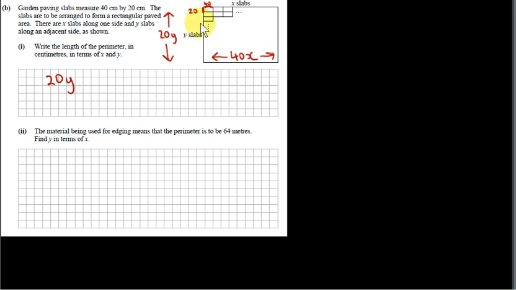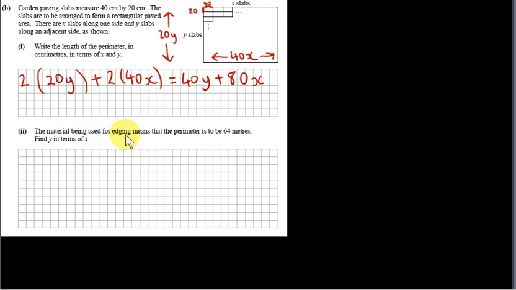How do we get the perimeter? Well, the perimeter is the distance all around. We have two sides of length 20Y, so we have 2 times 20Y plus two sides of length 40X. So 2 times 20 is 40, so we have 40Y plus 2 times 40 is 80. 40Y plus 80X is the perimeter of this garden.